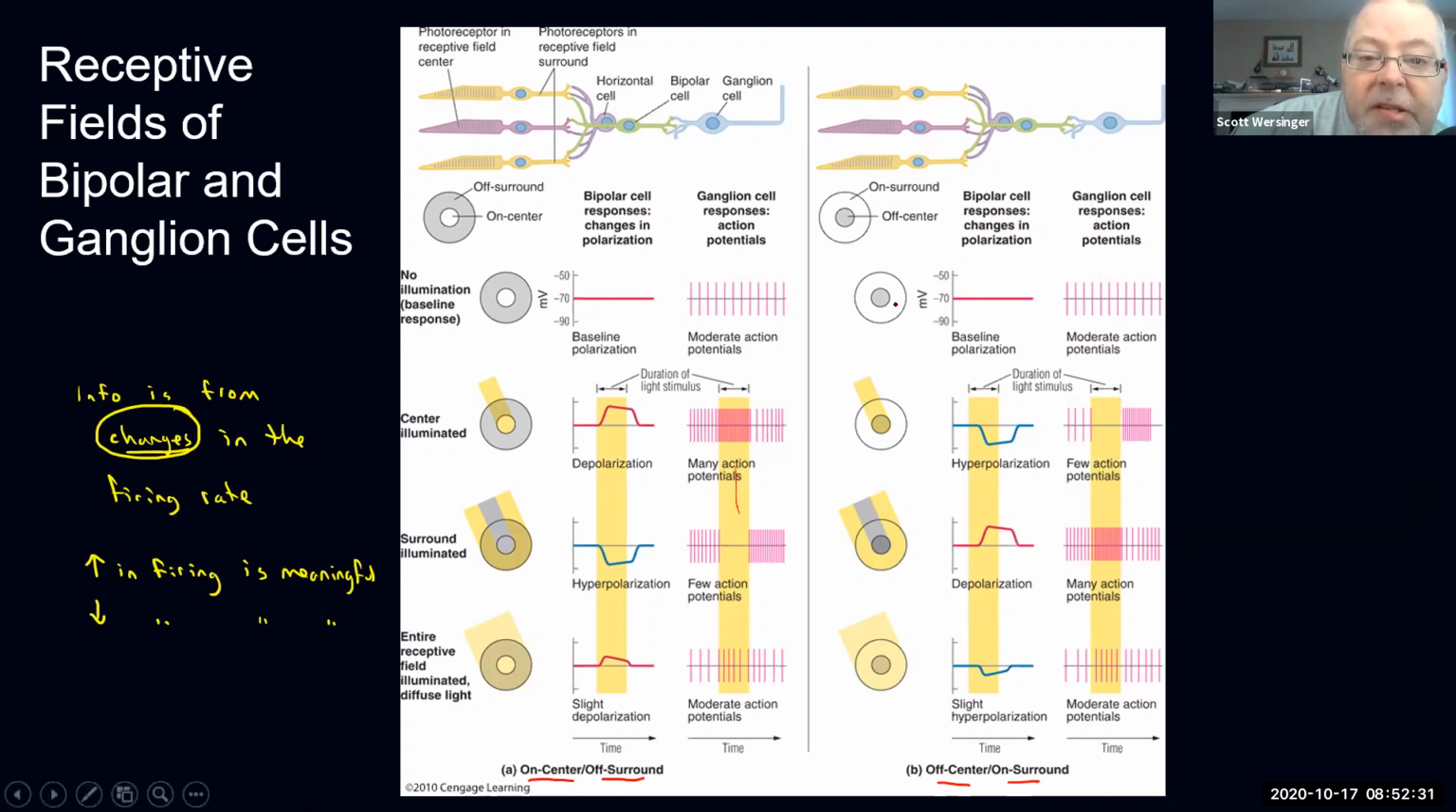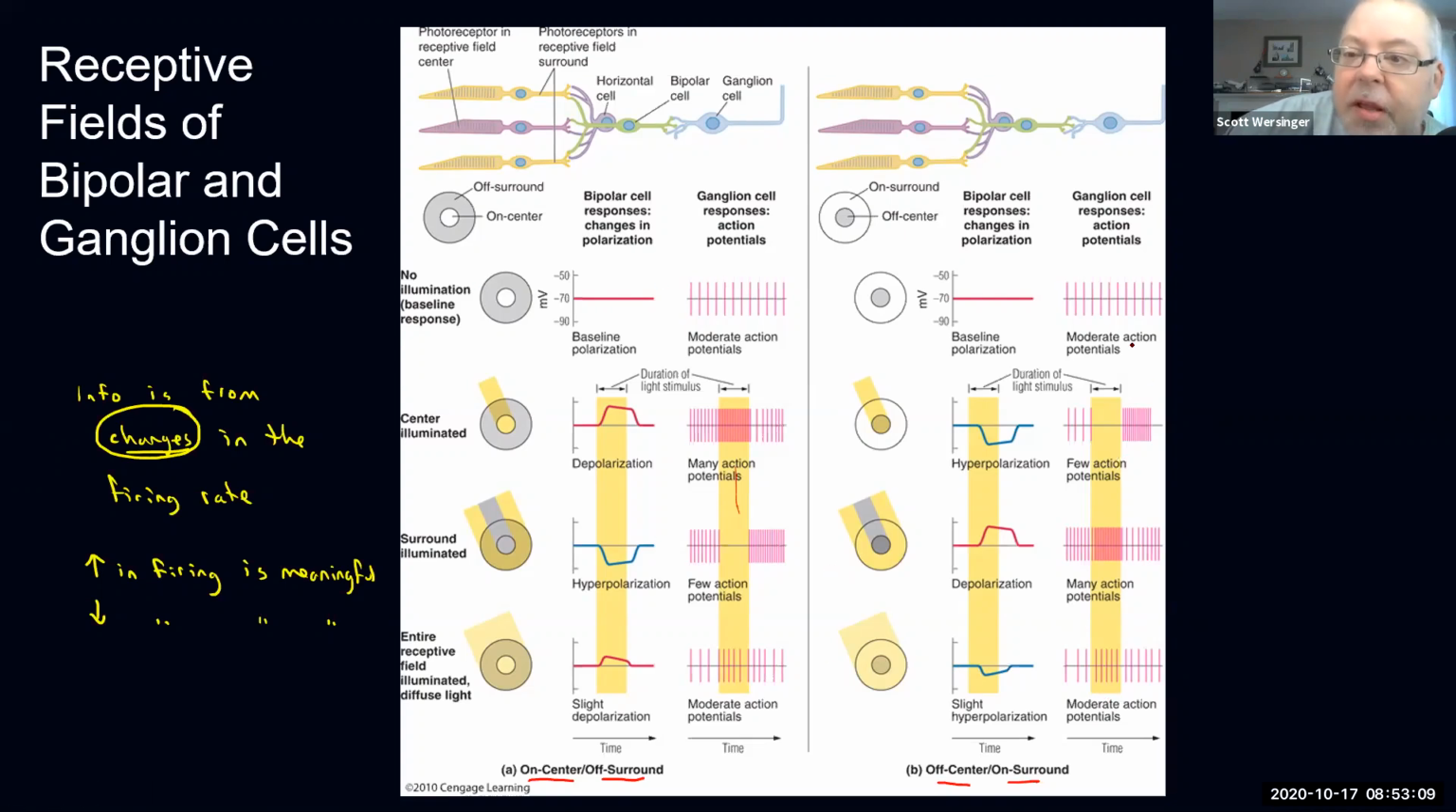You're familiar with this. If we shine light only on the center, we're going to get a hyperpolarization, and we are going to get no more action potentials. If we shine only on the surround, we're going to get excitation. We'll get an increase in action potentials. If we shine the whole thing, in this case, the center wins. We get a little bit of a hyperpolarization, so we get a slight reduction in action potentials. Okay, so that's how these work.